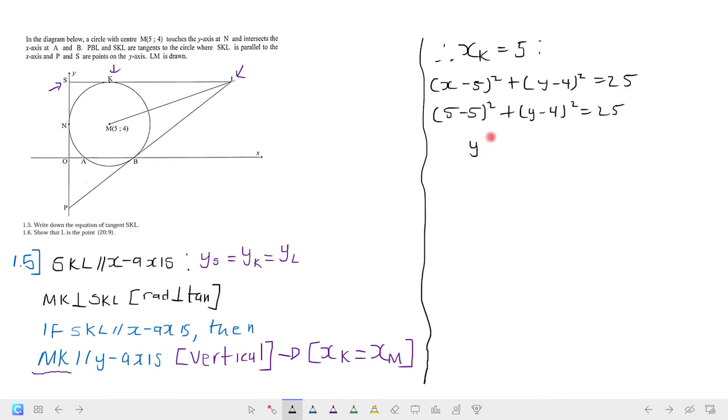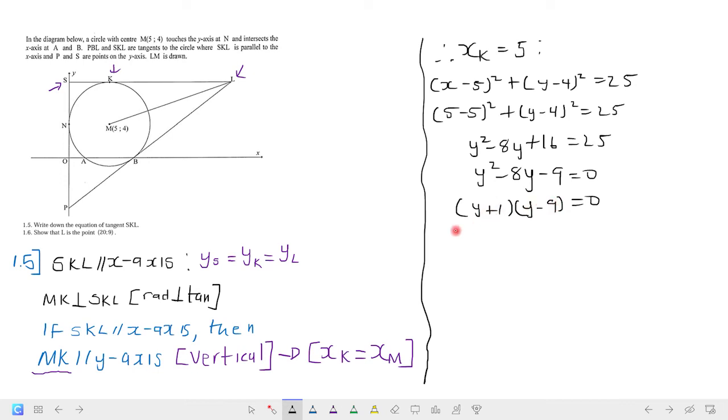So this is going to be y squared minus 8y plus 16 equals 25. Y squared minus 8y, then I'm going to take 25 over, which is going to give me minus 9 equals 0. And if I work out my factorization here, I'm going to get 1 and 9, which is going to be minus and plus, and so y is going to be minus 1, or y is going to be 9. And as you can see here, the y value for K is going to be 9, which then means the equation of SKL is going to be y equals 9. I hope this makes sense.